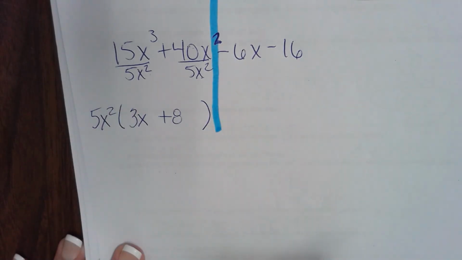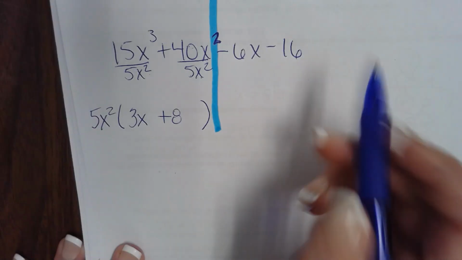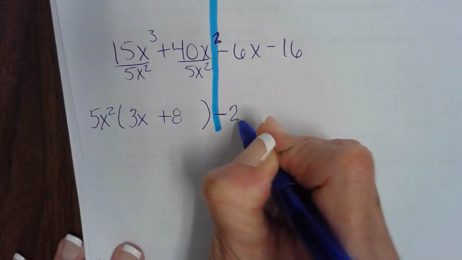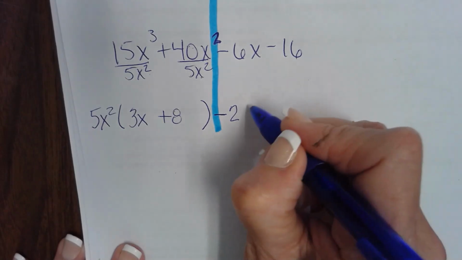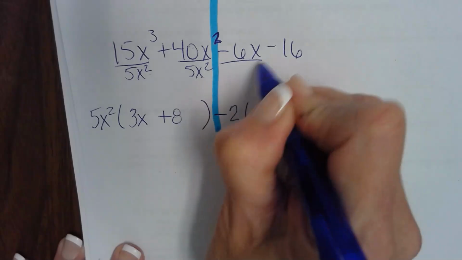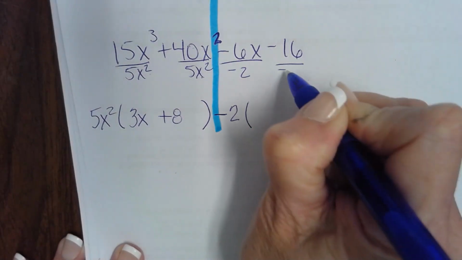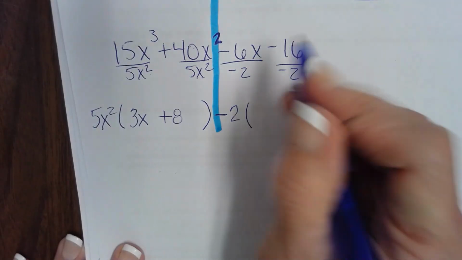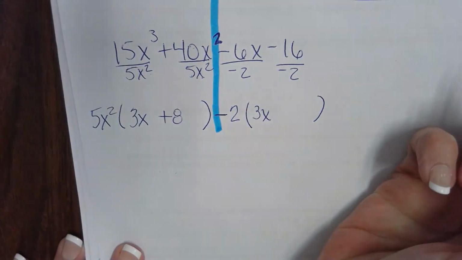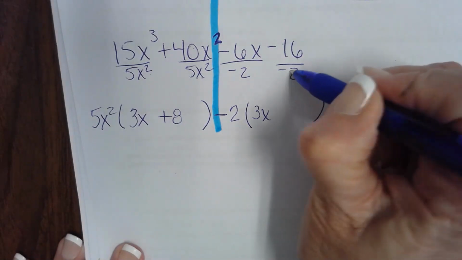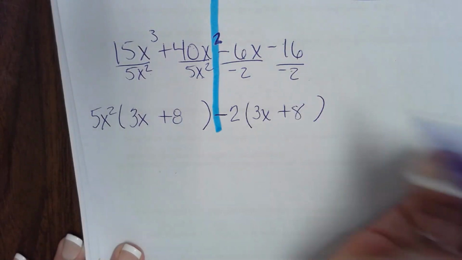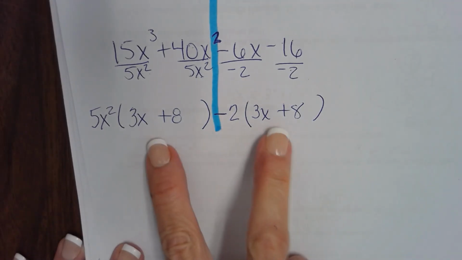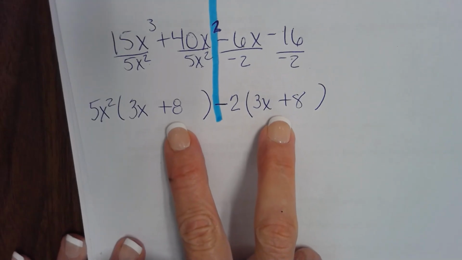So I'm done there. Now I'm going to come over here. 2 is my greatest common factor, but I'm going to pull the minus sign out. So now I'm going to divide by negative 2. Now watch how this works. Negative divided by negative, that's a positive 3x. Negative divided by negative is a positive 8. So notice by pulling out the minus, y'all, my parentheses come out to be the same.